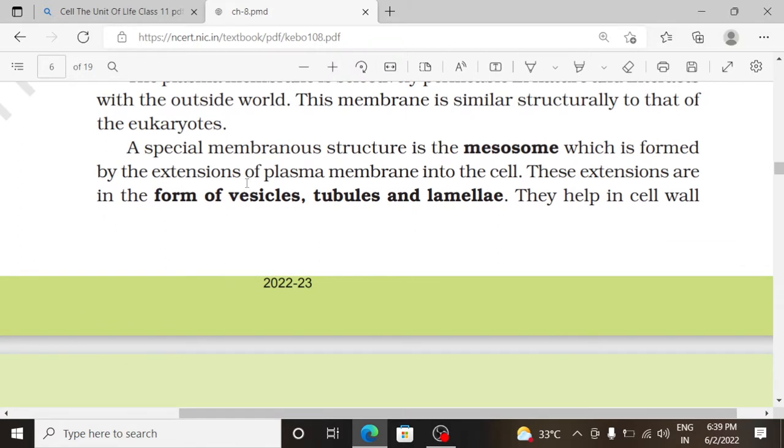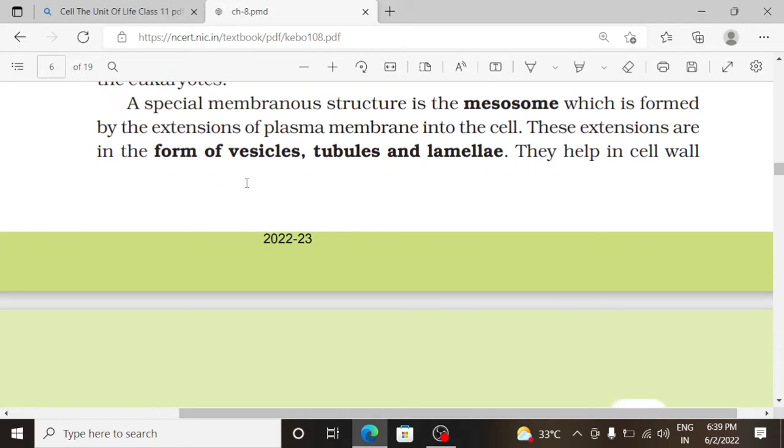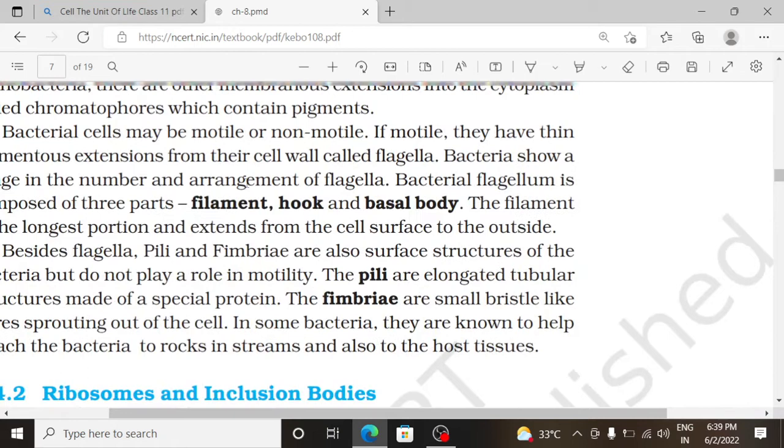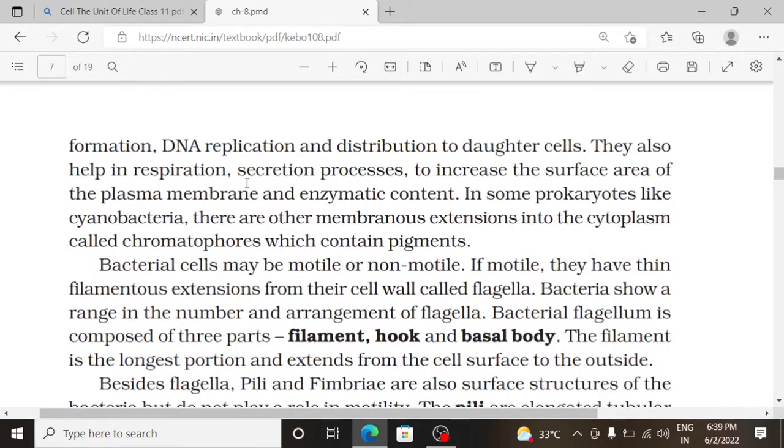A special membranous structure is the mesosome, which is formed by the extensions of plasma membrane into the cell. These extensions are in the form of vesicles, tubules and lamellae. They help in cell wall formation, DNA replication and distribution to daughter cells. They also help in respiration, secretion processes, to increase the surface area of the plasma membrane and enzymatic content.